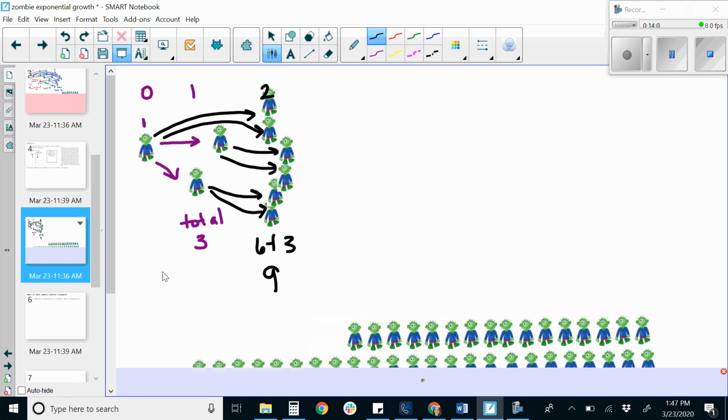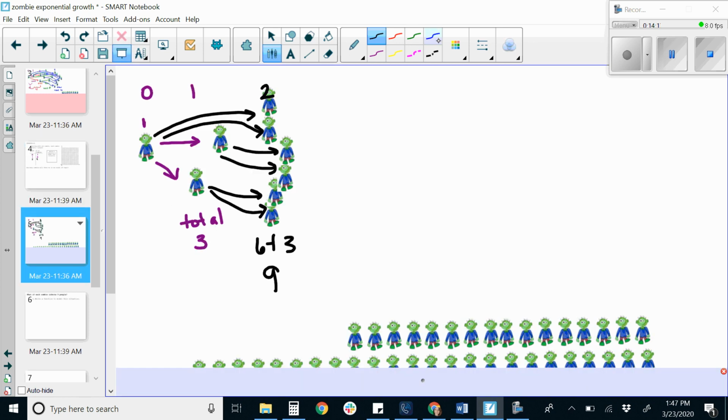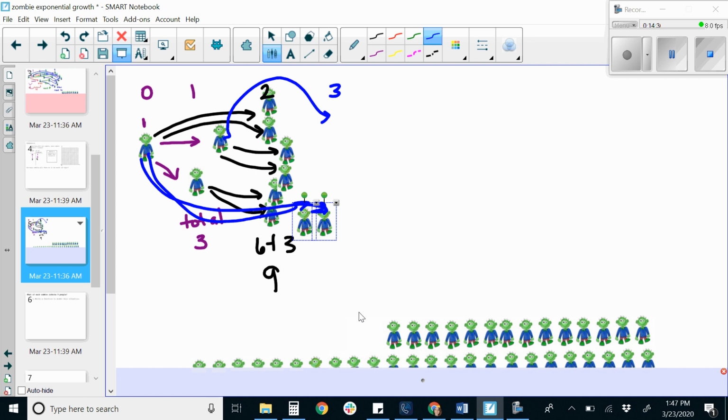All right, next night, each of those is going to infect 2 more. Let's go back and add this to our table, 2 and 9. So each of those is going to infect 2 more. Let's see if I can fit this in here. Night 3. Oh, this is going to be a jumbled mess. 1, 2. All right, so I need 2 here. This guy is going to get 2. This guy is going to get 2.